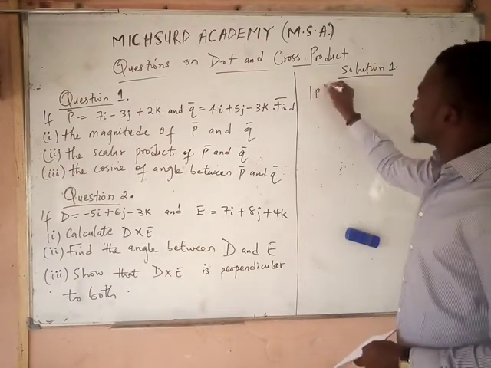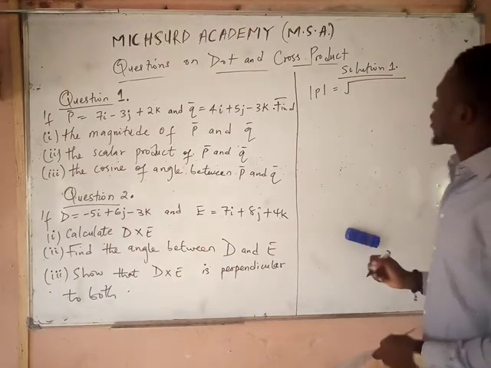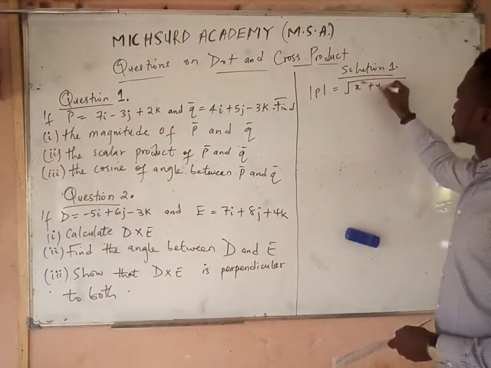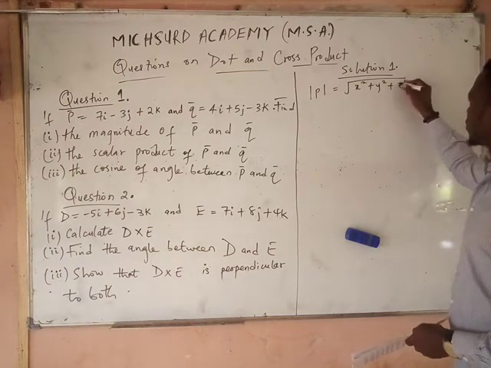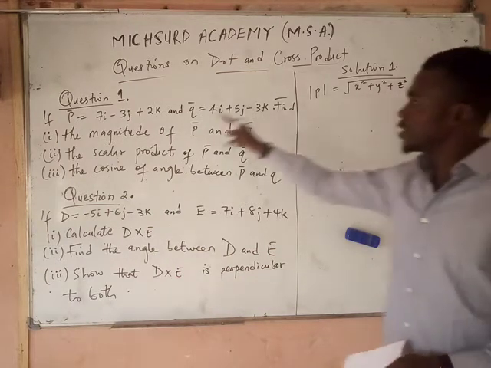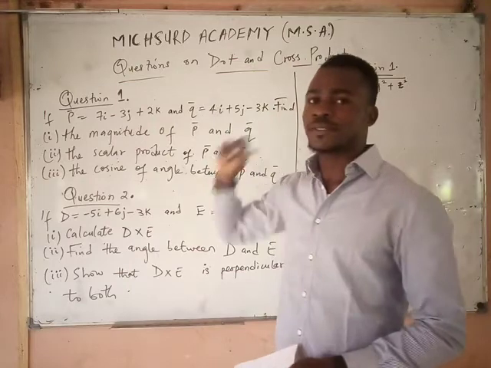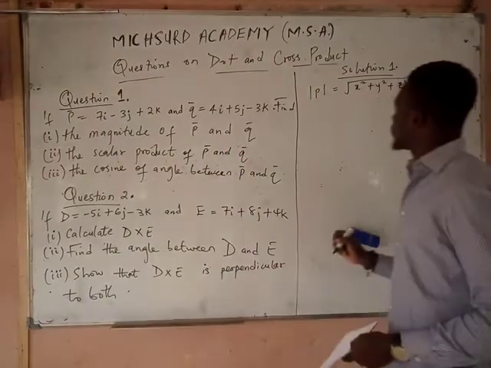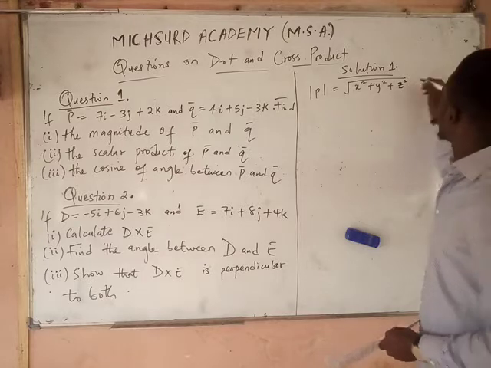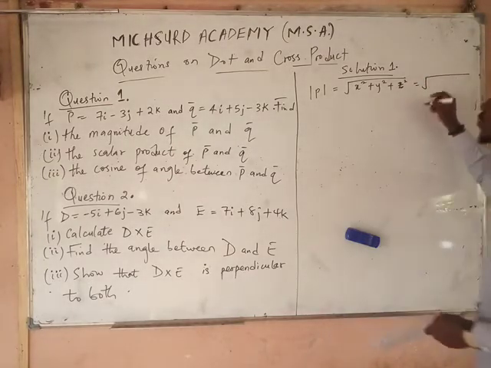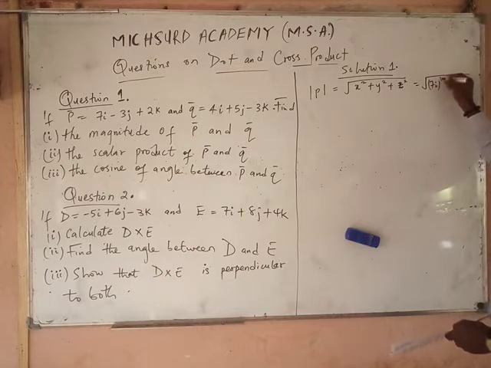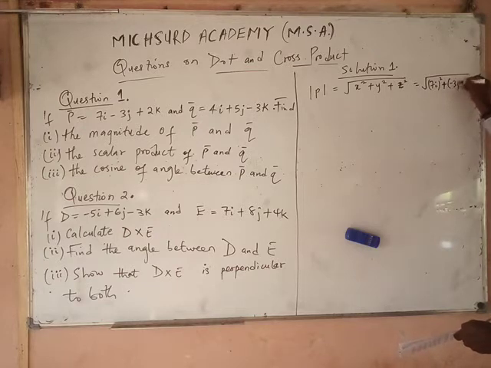Okay, the magnitude of P is written this way. The formula is the square root of x squared plus y squared plus z squared, where x, y, and z are the components for the i, j, and k respectively. Now when we make our substitution, this will be equal to the square root of 7i all squared plus minus 3j all squared plus 2k all squared, right?